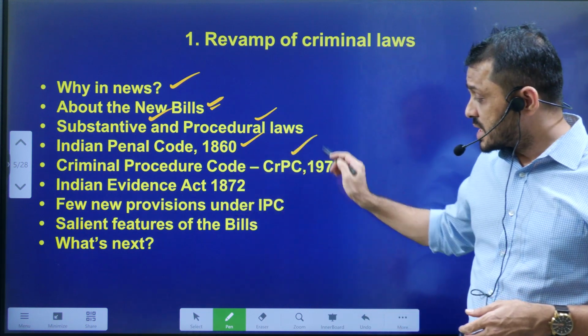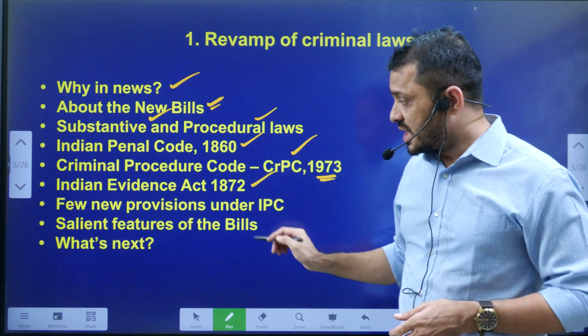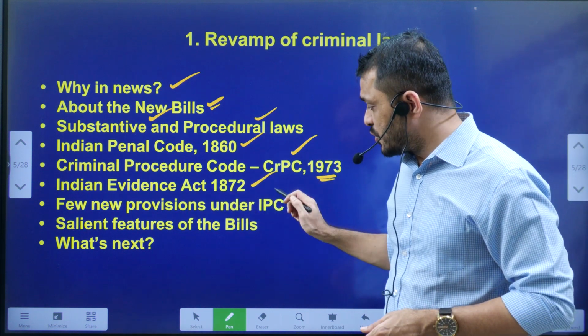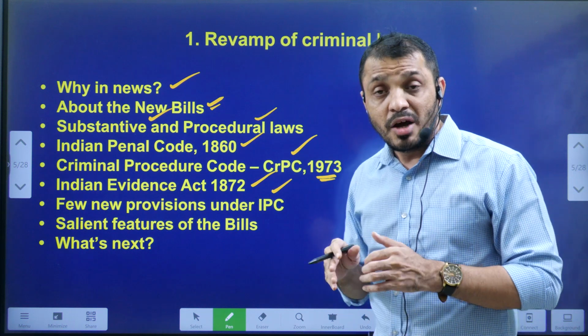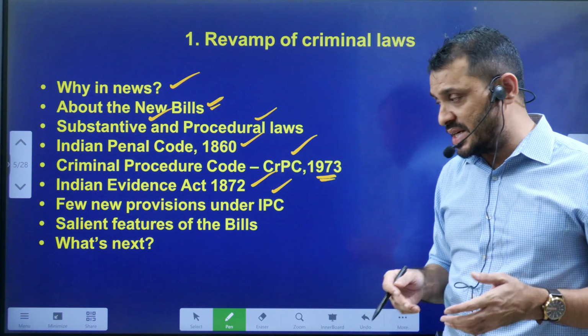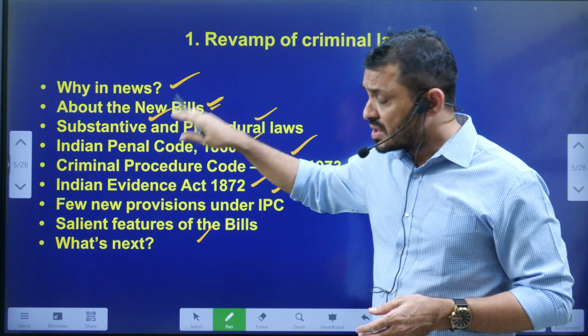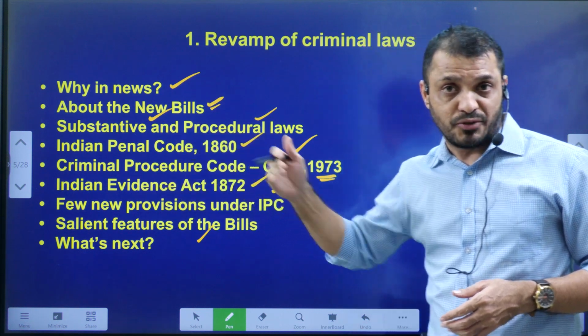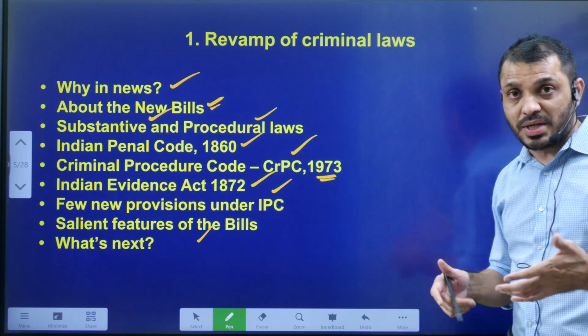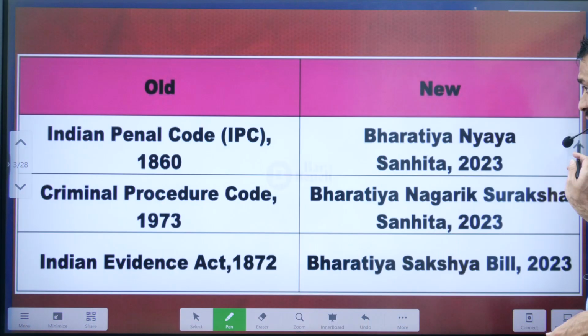Then we will discuss CrPC 1973, the Indian Evidence Act 1872 and a few provisions under the IPC. What kind of changes we are going to have, that we will discuss. And finally, how this bill is going to be processed in future. What kind of developments you can expect in coming months, that we will discuss.